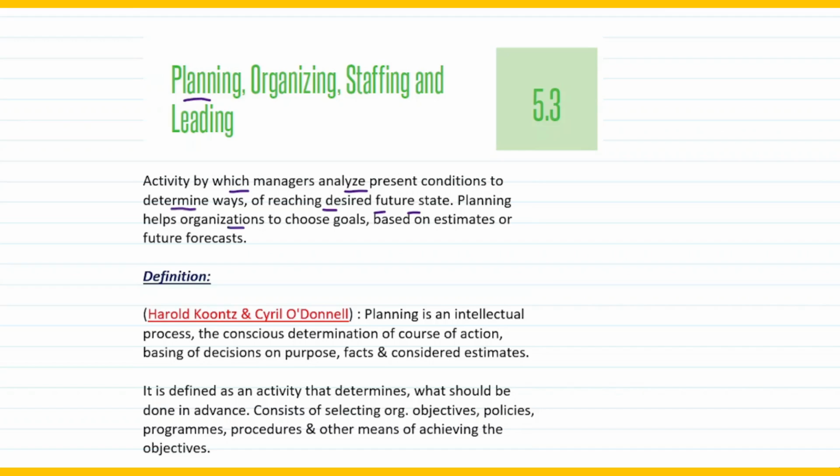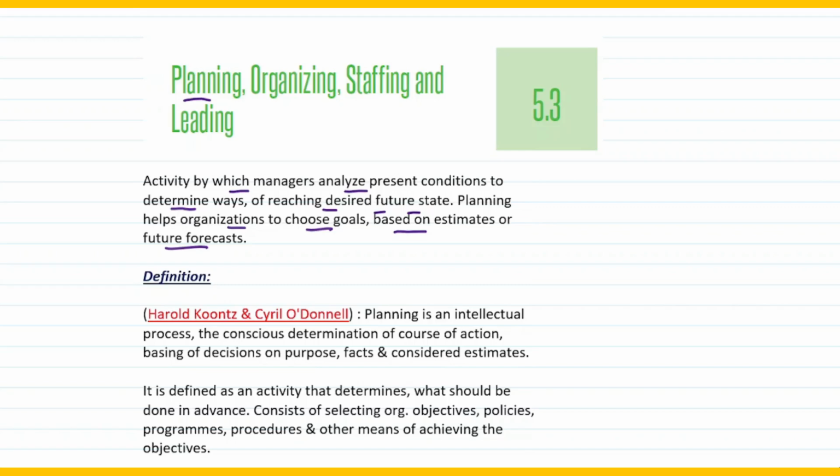Planning helps organizations to choose goals based on estimates or future forecast. So the first and foremost thing that you should keep in mind while planning anything is that you select the goals or choose your objectives based on the estimates or the future forecast, as you foresee what exactly you can do in order to attain today's objective. So that's the basic purpose of planning, right?